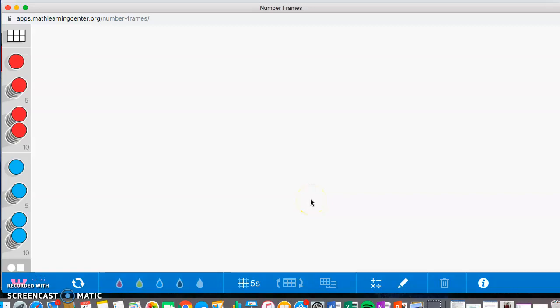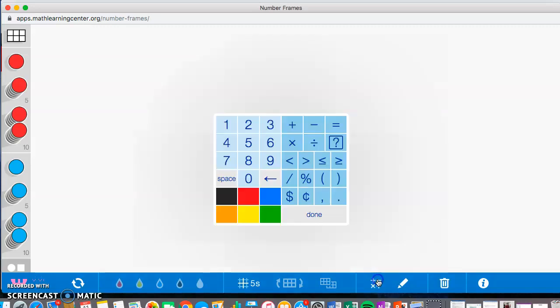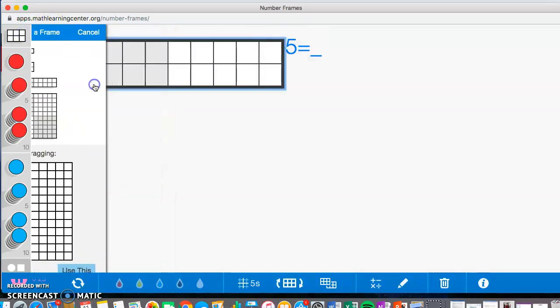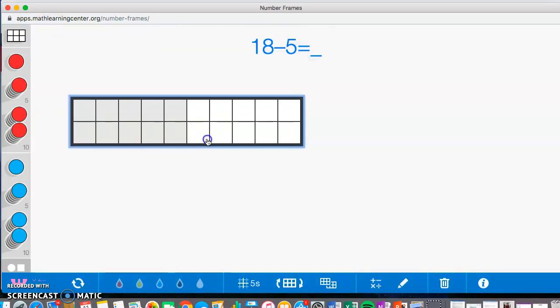All right, so just like the Nearpod, we're going to demonstrate a subtraction problem. So our subtraction problem is going to be 18 minus 5 equals something. Done. So we're going to put that there, and then we're going to open a 20 box just because it's easier.